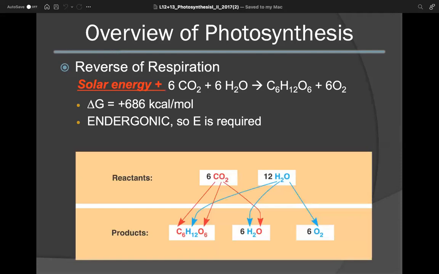So just to review photosynthesis, you should know this equation for your exam. You don't necessarily have to know the amount of delta G produced, but you should know that it is positive, meaning that it is non-spontaneous, or endergonic. So energy is required for this reaction to begin. And in this reaction, we use solar energy from the sun, 6 molecules of carbon dioxide and 6 molecules of water to form sugar and oxygen.